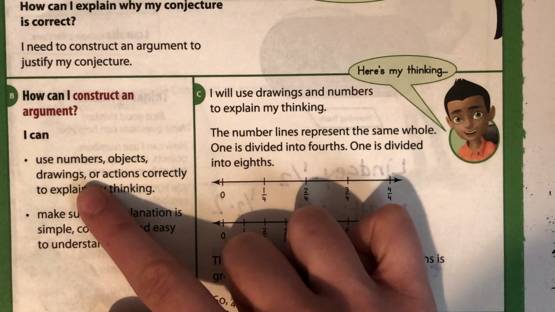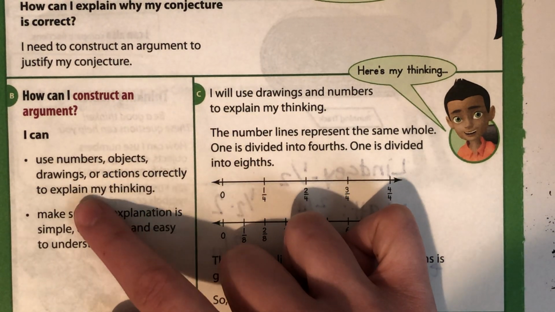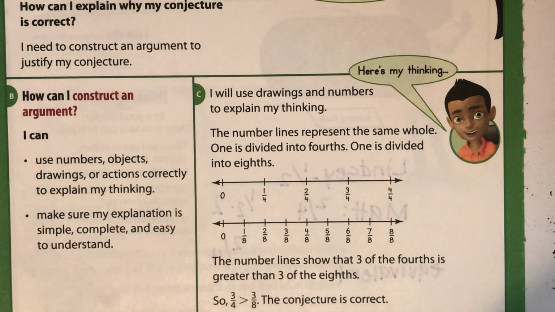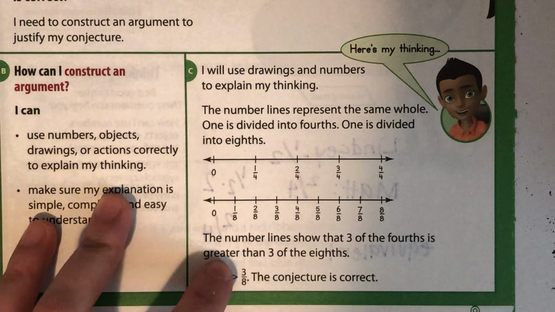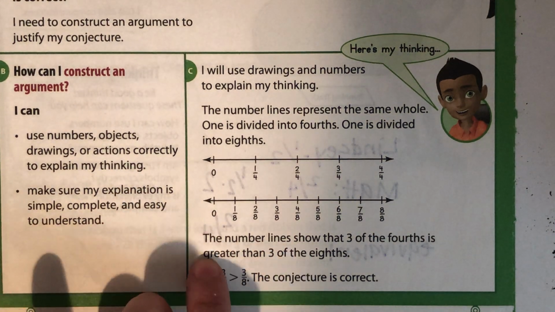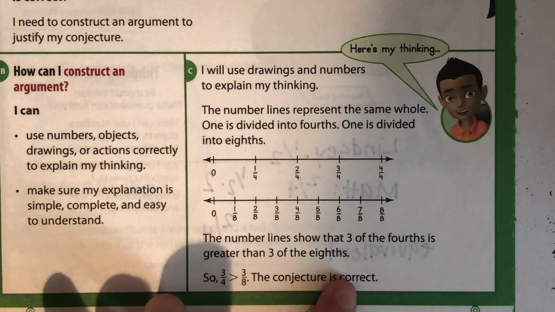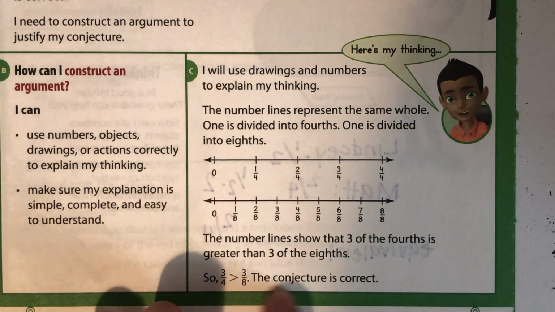I can use numbers, objects, drawings, or actions correctly to explain my thinking. Make sure my explanation is simple, complete, and easy. I will use drawings and numbers to explain my thinking. Here is my thinking. The number lines represent the same whole. One is divided into 4ths, one is divided into 8ths. The number lines show that 3 of the 4ths is greater than 3 of the 8ths. So 3/4 is greater than 3/8.